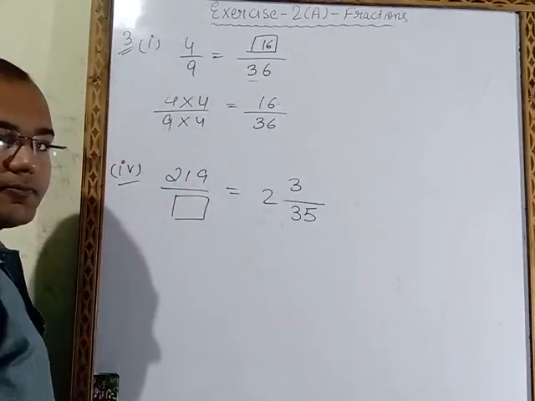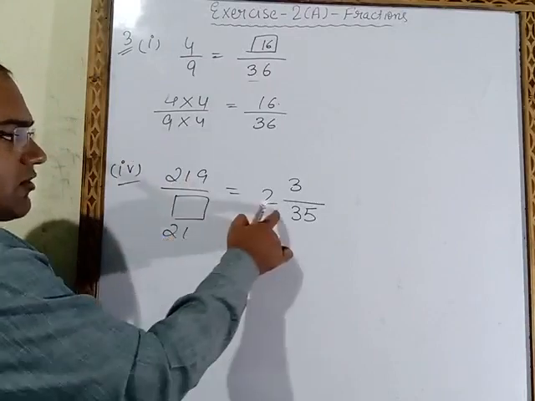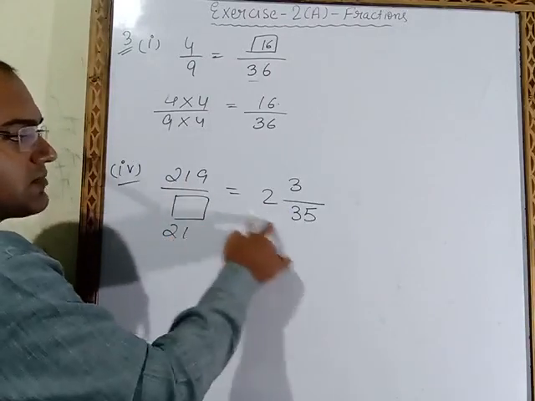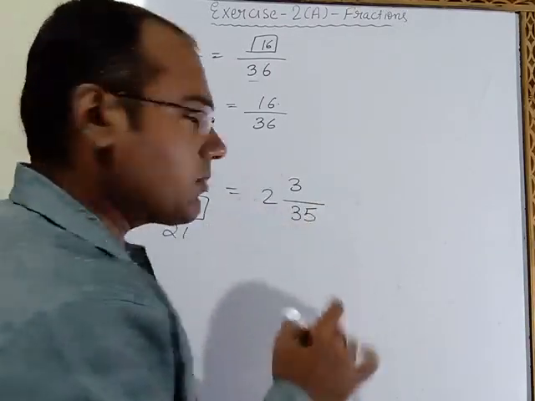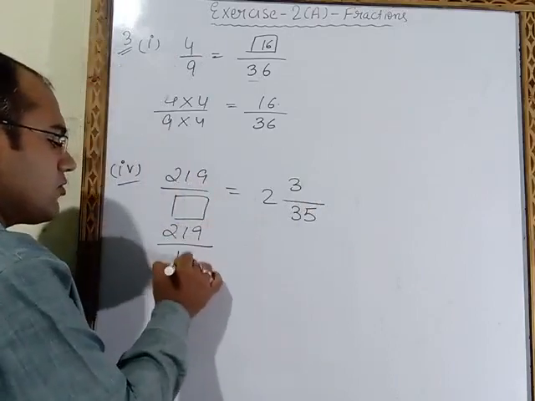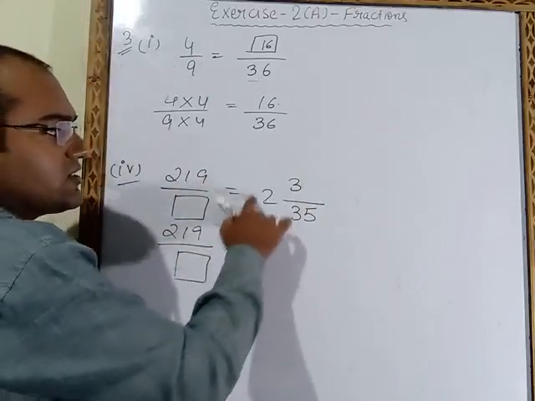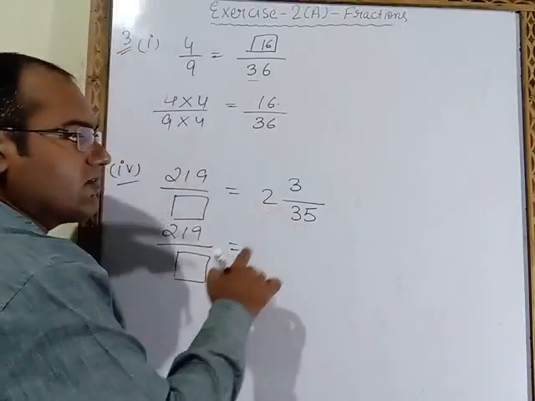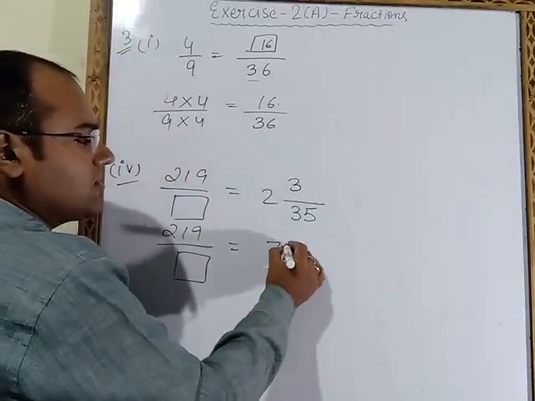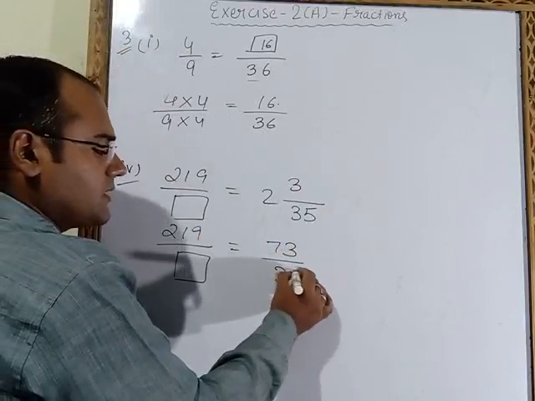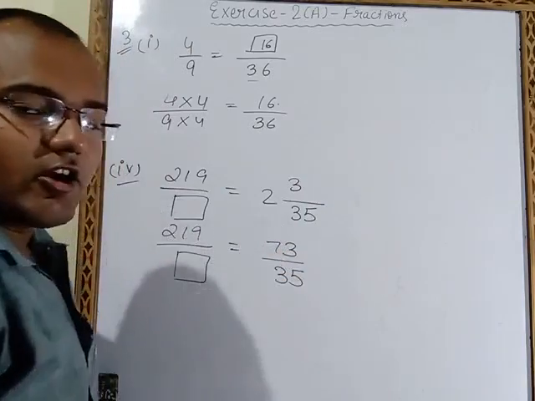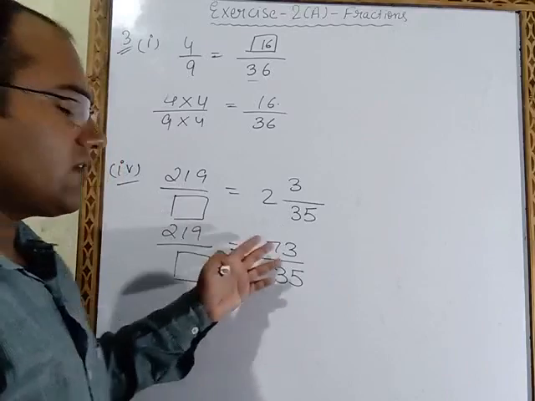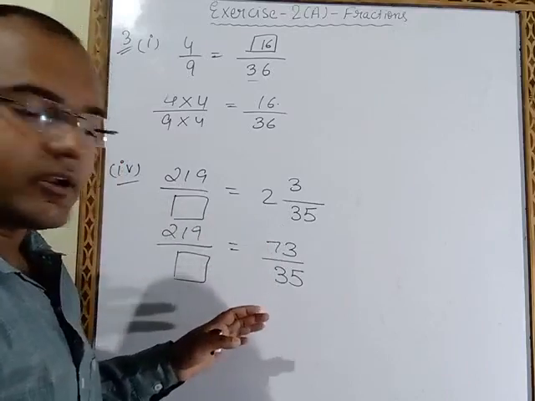Now fourth part. In fourth part, first of all we will change in mixed fraction. This mixed fraction we will change in improper. 219 upon dash will be as it is. We will change this mixed fraction into improper. 35 2 ja 70. 70 plus 3 will be 73 upon 35. Now you have to check whether numerator we know on both the side or denominator.